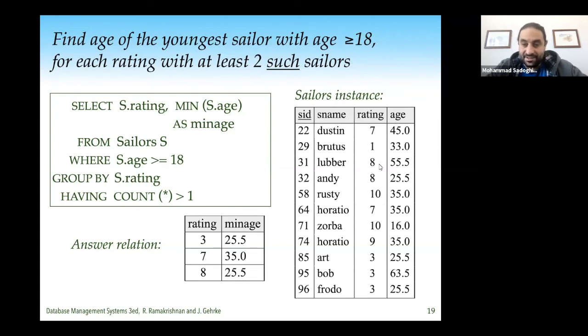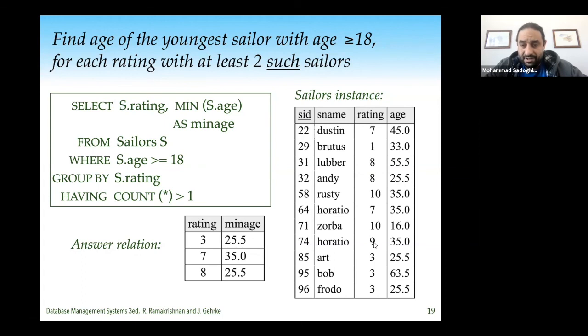Let's look at 8. Both are greater than 18, so both of them will appear in group 8. And since there's 2 of them, the count is also applied, the having is satisfied, and the age is 25.5, and that's why it's in the result set. Let's look at 7. Again, there are 2 of them, both larger than 18. And since there's at least 2 of them, it's qualified.